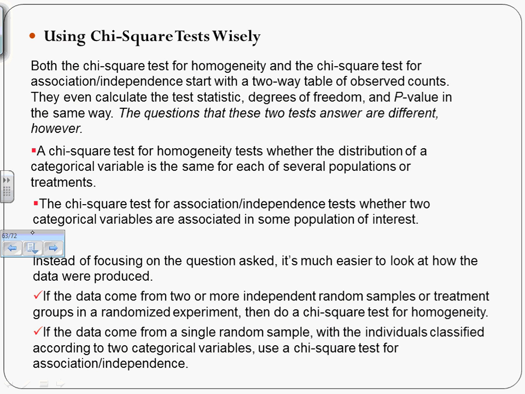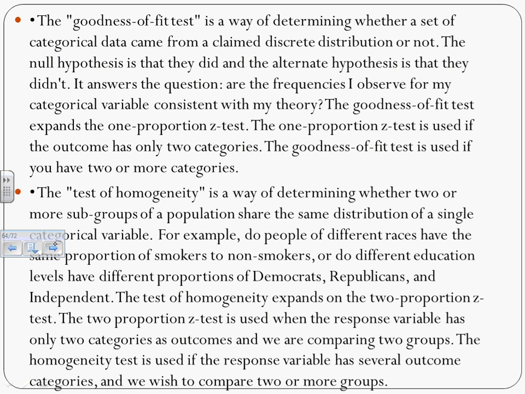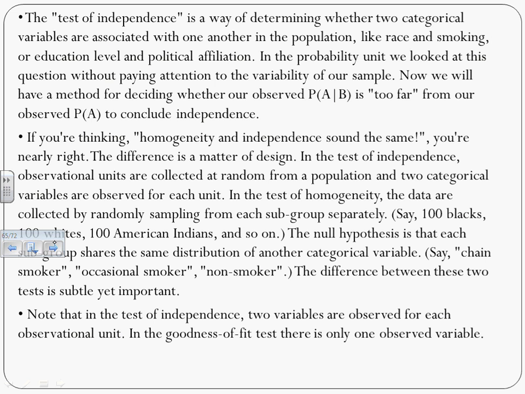So instead of focusing on the question asked, it's much easier to look at how the data were produced. If the data come from two or more independent random samples or treatment groups in a randomized experiment, then do a chi-square test for homogeneity. If the data come from a single random sample with the individuals classified according to the two categorical variables, use a chi-square test for association or independence. And this is just another way to say some of that. Let you read through it.